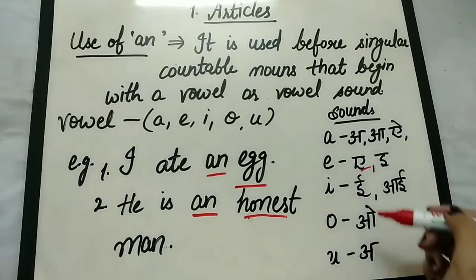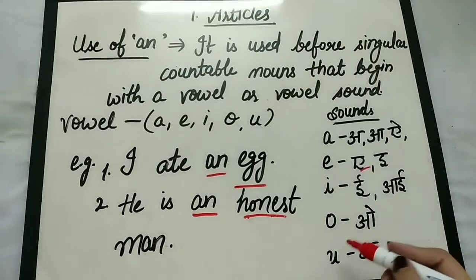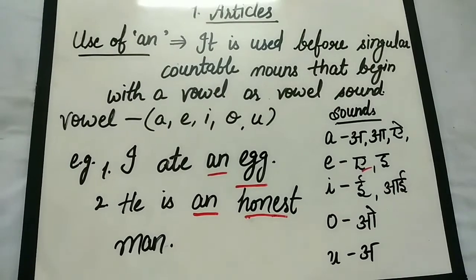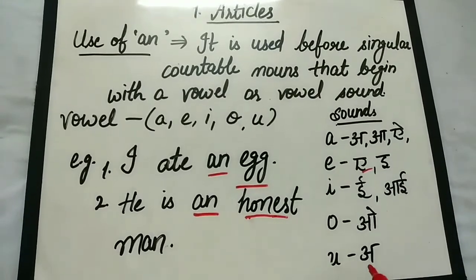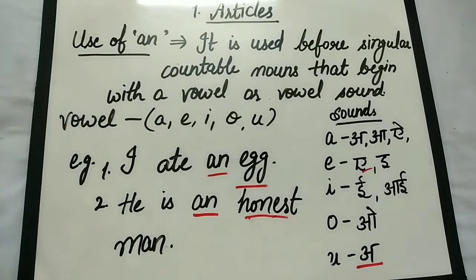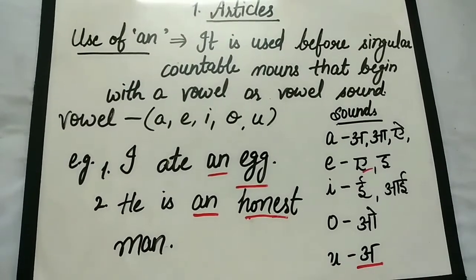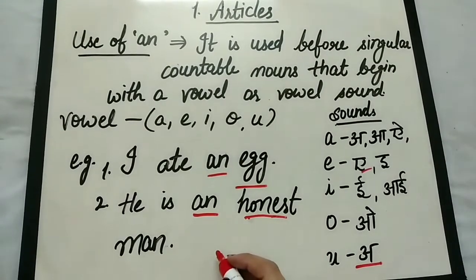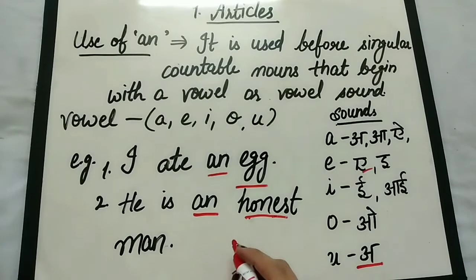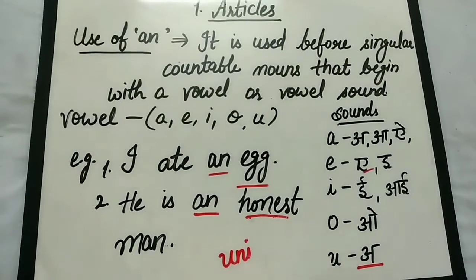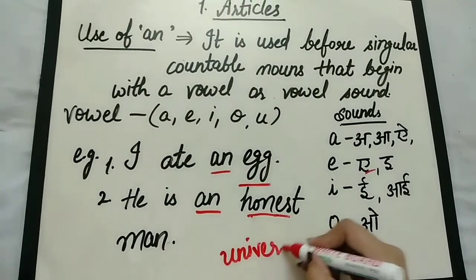So these are some sounds. These are the sounds of vowels. Let me tell you one more thing. U has its vowel sound, and it has its consonant sound U. As we have seen in the previous example, she joined a university. In that, university has a U sound, meaning while pronouncing university we get a consonant sound.